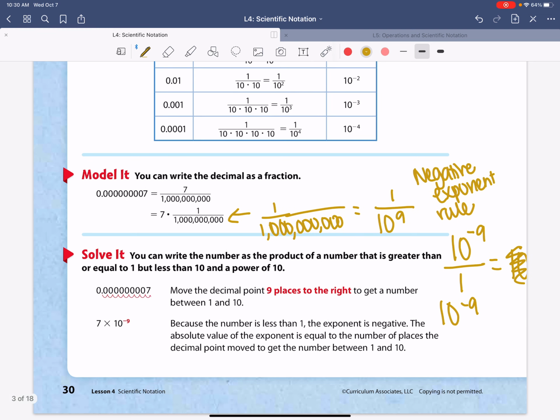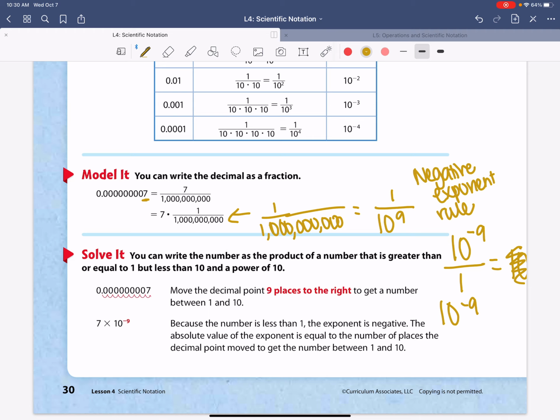So that's one way you could do it: you start off by writing the decimal as a fraction. We knew that the 7 was in the billionths place, so it's just 7 over 1 billion. Then change your 1 over 1 billion to a fraction with the power of 10, and then go back to your negative exponent rules and change it to a negative exponent.